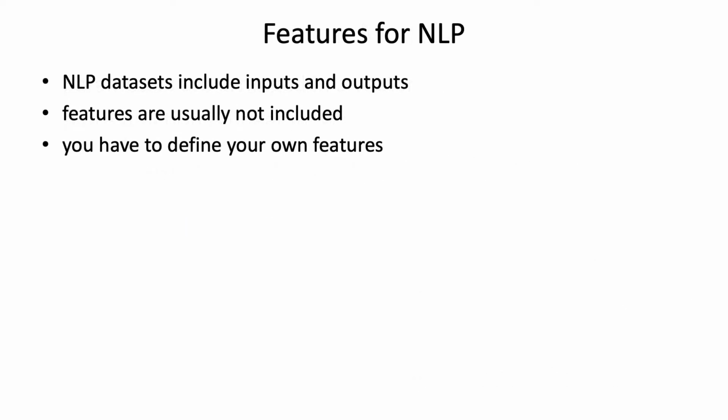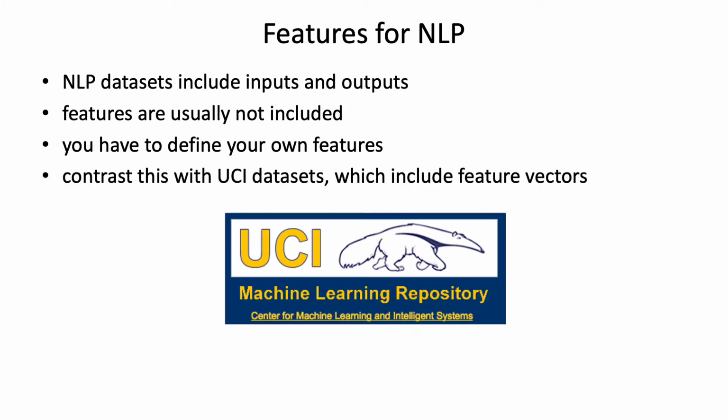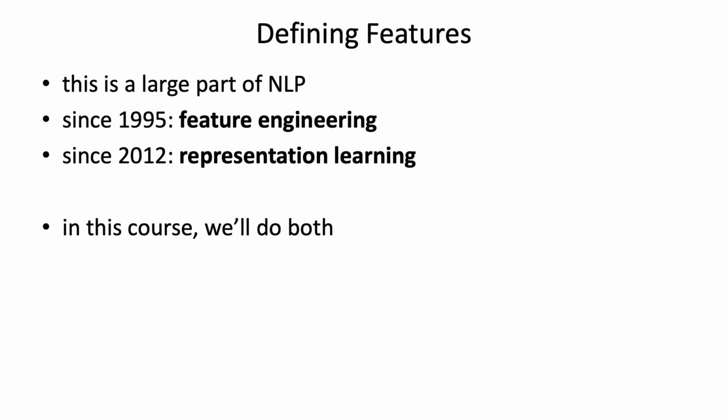Features have traditionally been an important part of NLP. Generally speaking, NLP datasets have inputs and outputs. Features are not included. You have to define them. Contrast this with standard machine learning benchmark datasets, like those in the UCI repository, which include fixed-length feature vectors for every instance. Engineering a good set of features has been a major interest of the NLP community over the past 25 years. However, feature engineering has been increasingly replaced by representation learning, which we can think of as learning features from data. We're going to do both in this course.